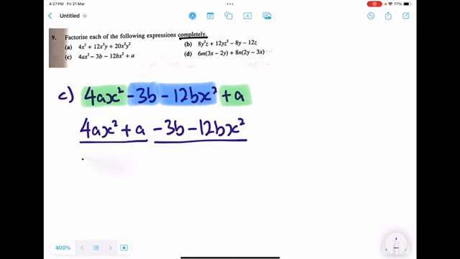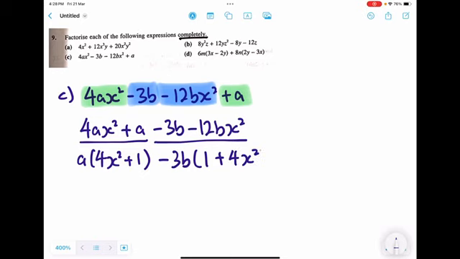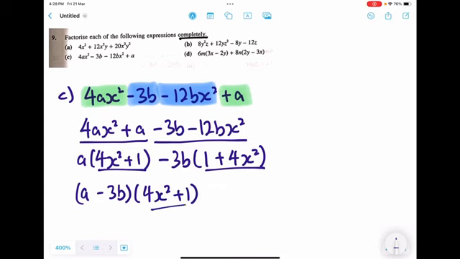Right here, of course, I'm going to factorize out a. What I'm left with is 4x squared plus 1. And what I can do here is to factorize out negative 3b. And what I'm left with is 1 plus 4x squared. Alright, and looking at this, you can tell once again that the things that I have in my bracket are exactly the same. So what I want to do is to factorize them out. What I'm left with is a minus 3b multiplied by 4x squared plus 1. And this is my answer for C.